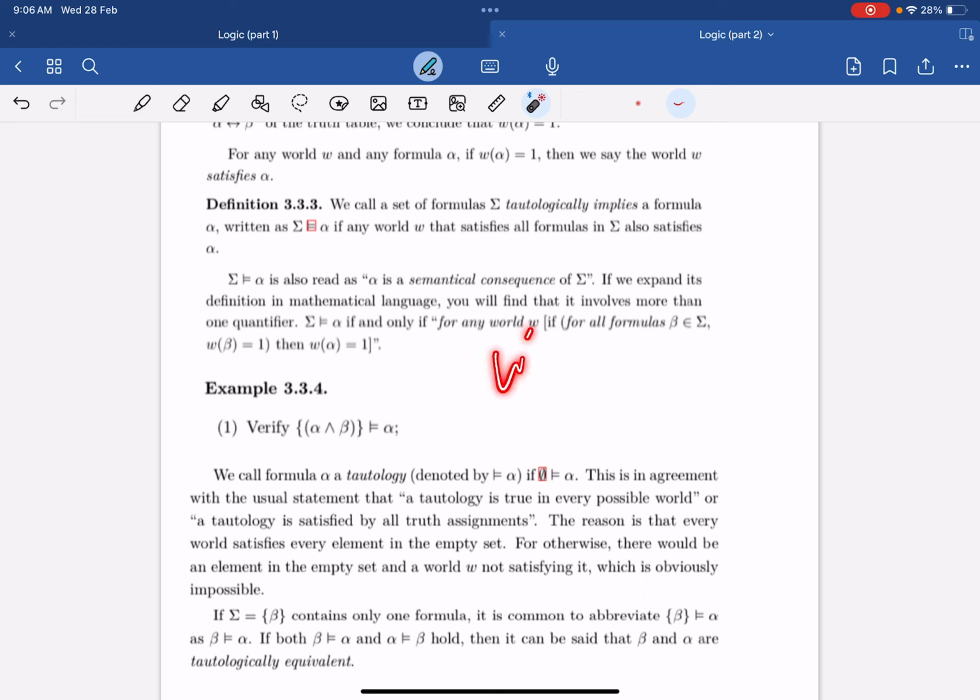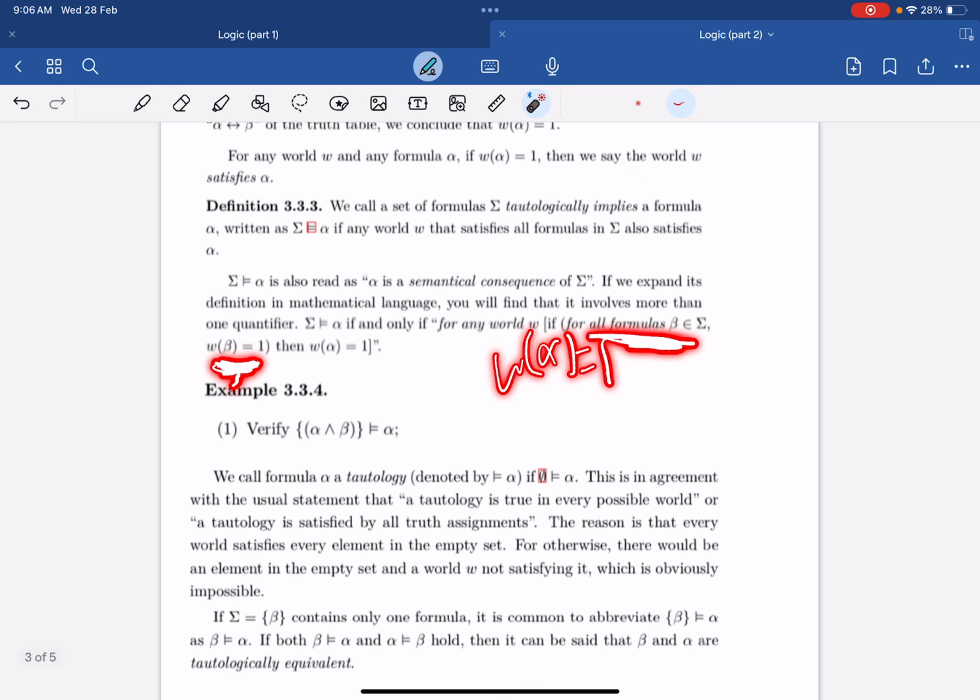Because you want W(alpha) to always equal 1, the only way is that the premise part inside the implication is false. For this to be false, it must be for all formulas, so this must be an empty set. Then this whole thing will be false, then this implication is true, then this whole thing will always be true. That's why it's an empty set.